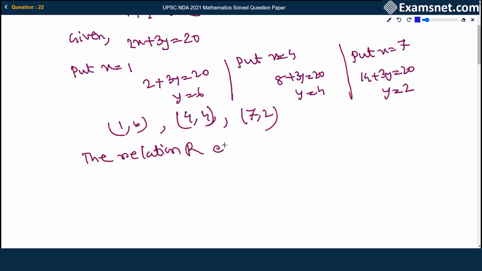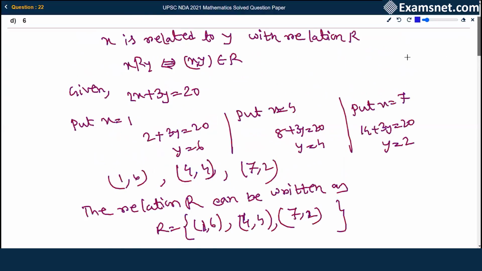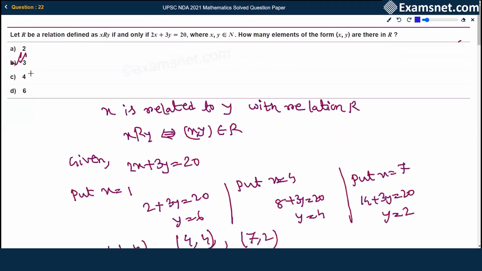The relation R can be written as 1 comma 6, 4 comma 4, 7 comma 2. So that means there are 3 elements in the form x, y in R: 1, 2, 3. So yes, option B is the correct one. How many elements of the form x comma y are there in R? There are 3 elements of the form x comma y in R.